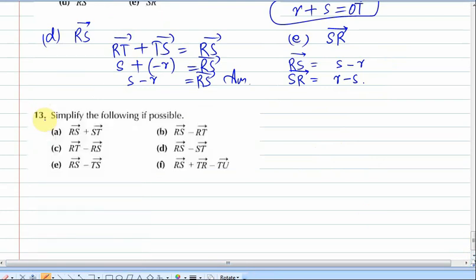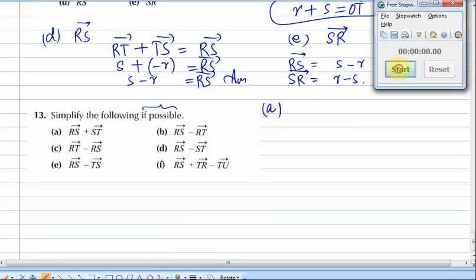Simplify the following if possible. Now, if possible means that some questions might not be possible. So starting with the first part, I won't do that, you will do that, and you have 20 seconds for the first part, start. Not 20 seconds, in fact 12 seconds, quite enough.